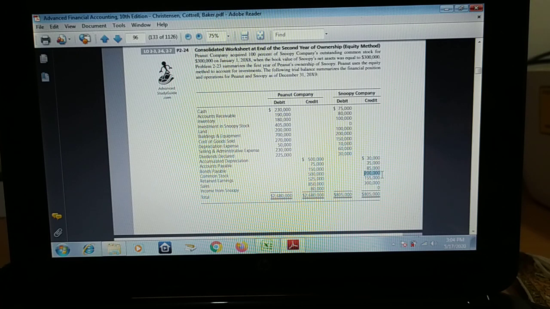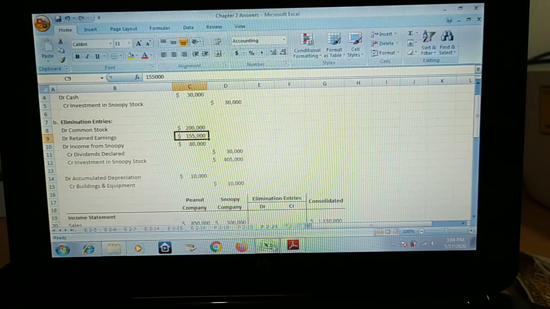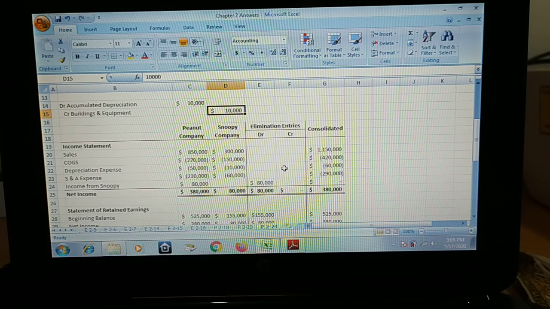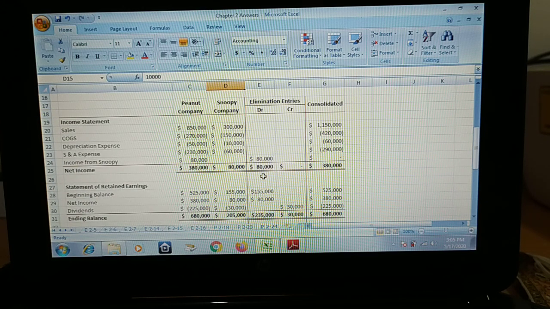The common stock of Snoopy, retained earnings of Snoopy, income from Snoopy, dividends declared by Snoopy, and then investment in Snoopy stock. And then about the optional accumulated depreciation entry, because this is the continuation from the previous question, we can directly take the number, $10,000. Remember to always use the first year accumulated depreciation at the acquisition date. After we have finished, we can move to the consolidation worksheet.